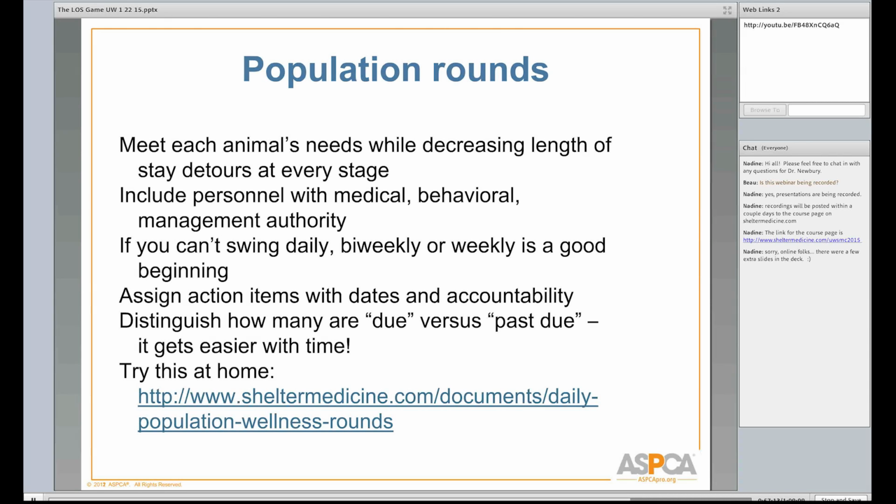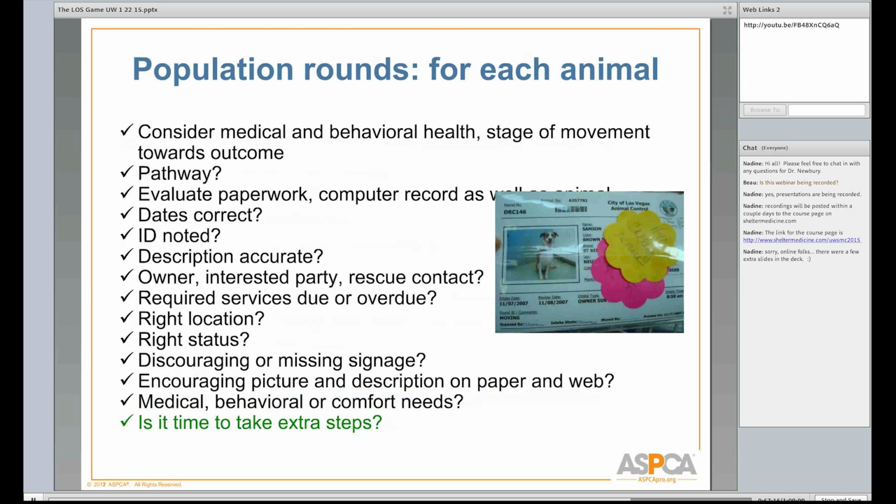When we think about population rounds, really what we're talking about is everything on this list. So really consider the medical and behavioral health, the stage of movement towards the outcome, what pathway is the animal on, is everything that we need on the paperwork as it should be, are the dates correct, is there anything else that we need to take extra steps about?